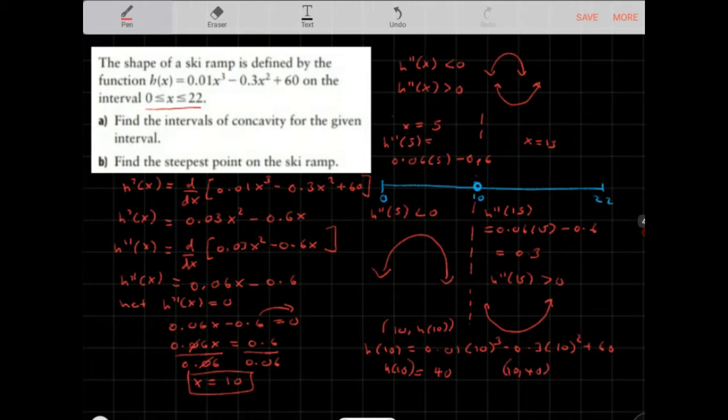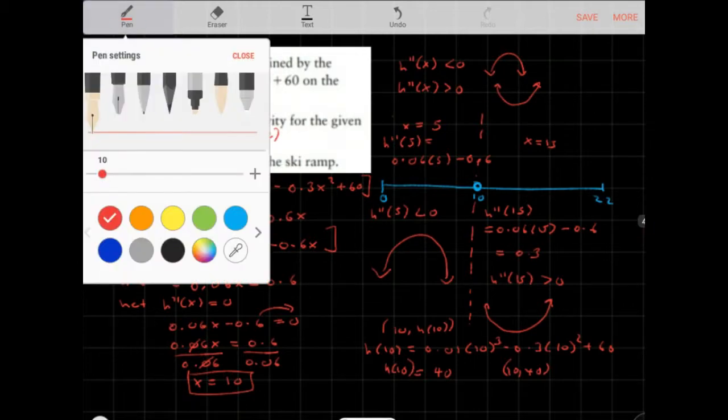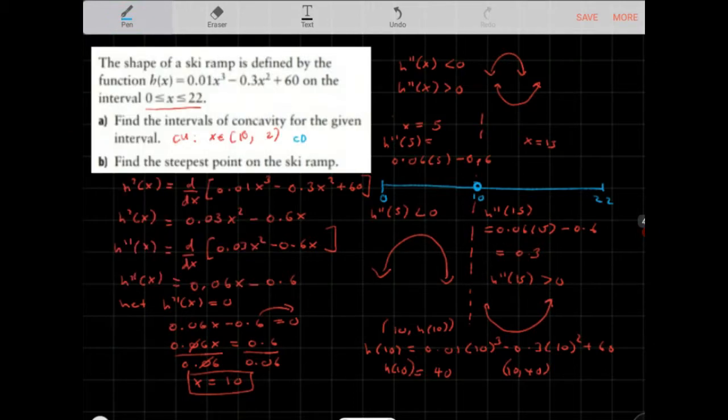So we have our intervals of concavity. It's concave up between 10 and 22. I'm going to say x belongs to (10, 22). These are supposed to be round brackets, so it's non-inclusive. And it's concave down in the interval between 0 and 10. That's what we can see from our number line.